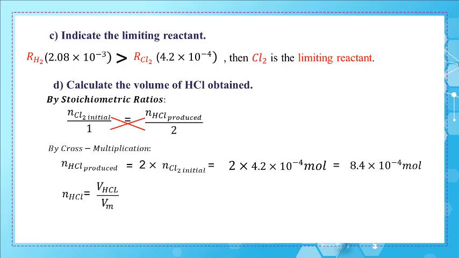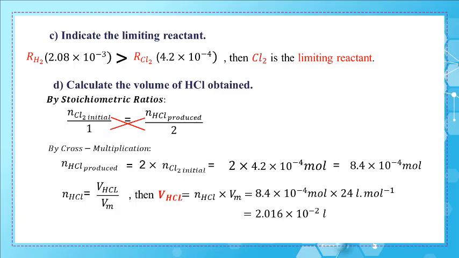The number of moles is equal to the volume of HCl over molar volume. By using this relation, we can find the volume of HCl. It is equal to 8.4 times 10 power minus 4 times 24 equals 2.016 times 10 to the power minus 2 liters.